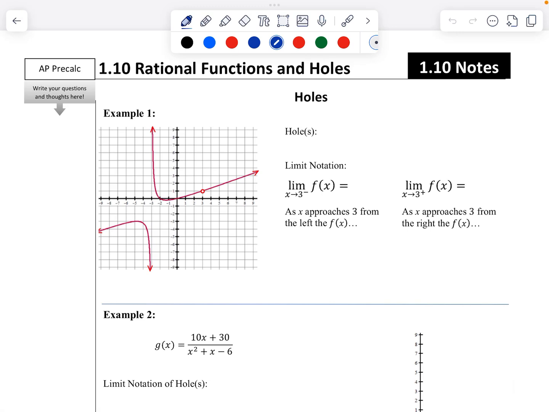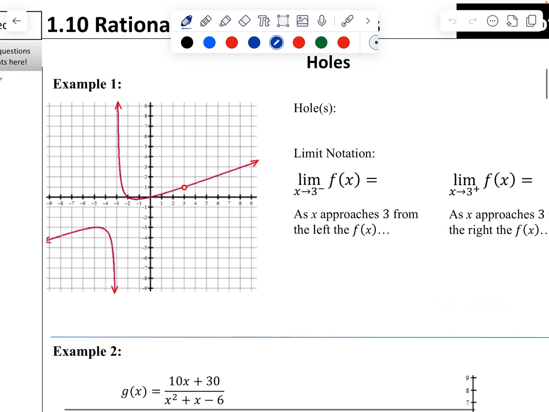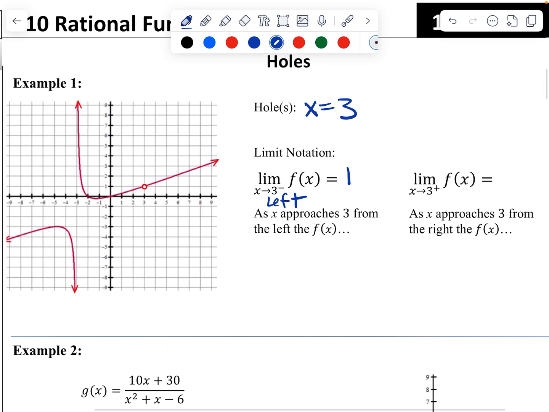So today we're going to take a look at holes and how this limit notation works with holes. If you look right here, our hole is at x equals 3. So our limit notation, as it approaches the hole from the left-hand side, what value does our y approach? Well, it approaches a height of 1. And it's the same thing if it's coming from the right-hand side. It's approaching a height of 1. So as x approaches from the left, the f of x approaches 1.